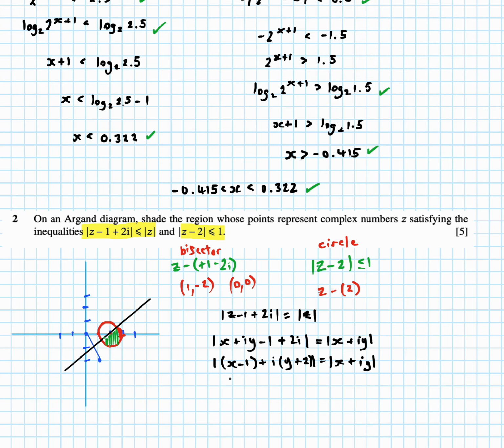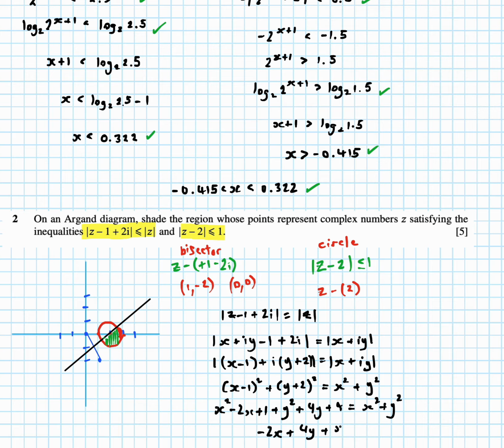So x minus 1 squared plus y plus 2 squared, as you see, just putting in those squares. So x squared plus y squared for that part of the right hand side as well of the equation. And then multiply it all out, x squared minus 2x plus 1 plus y squared plus 4y plus 4 equals x squared plus y squared. And then bring it all down together. You can do that by now. And you can just basically go y equals at the end of this. So minus 2x plus 4y plus 5. And from there, y is equal to 1/2 x minus the 5 over 4.